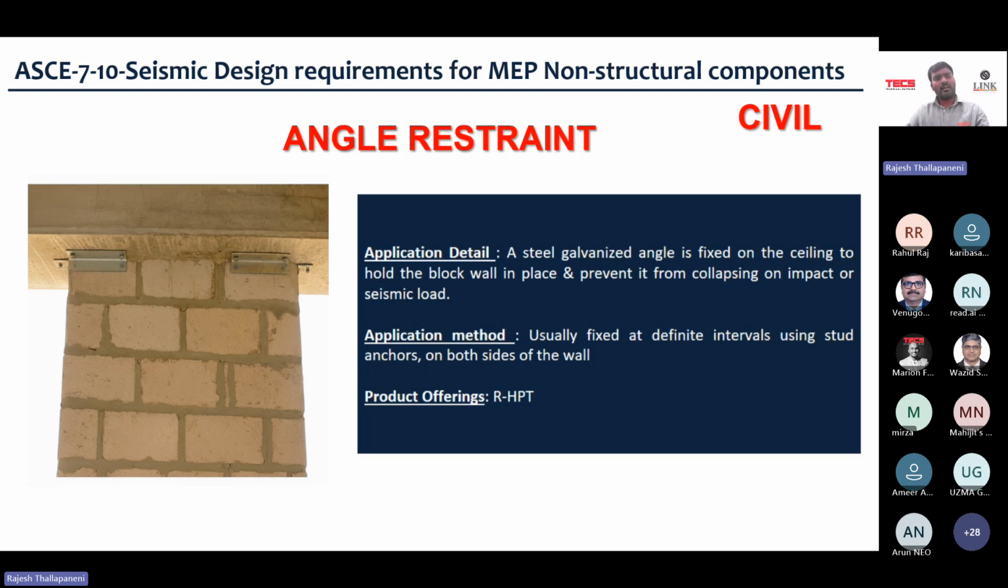How the anchor needs to be given, at what interval, and whether a continuous retaining angle is required or we can split it at 500 or 600 millimeters is purely based on the blockwork height and the density of the block. Again, mass is involved. Based on the mass and the building seismic category, we will arrive at the base shear value and then finalize the design. With that, I would like to hand over the next slides to my colleague, Mr. Vasu.